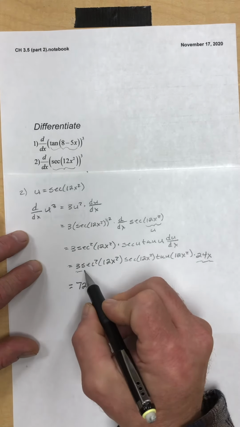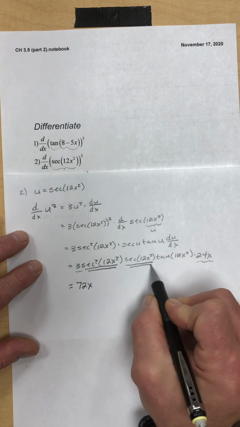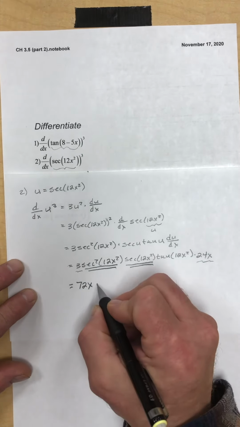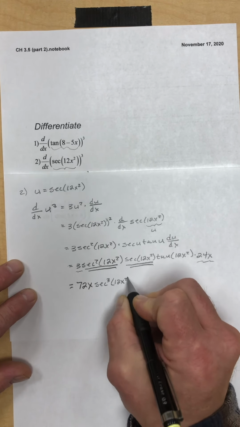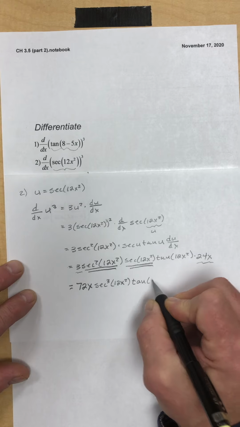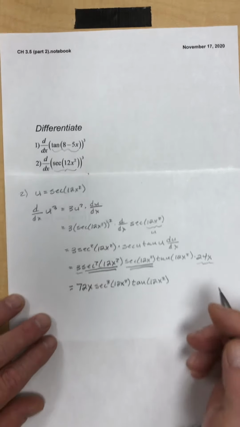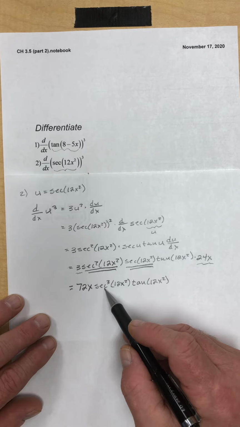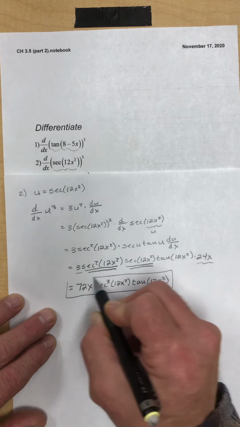Then notice how I luck out here, and I have that, and I have that. They're both secant of the same thing, so that would give me secant cubed of 12x squared. And then I have this tangent of 12x squared. Can I simplify that at all? Well, that'd be sine over cosine, and that'd be 1 over cosine, so I can't do anything with it. So it looks like this is my final answer, and we're going to check.